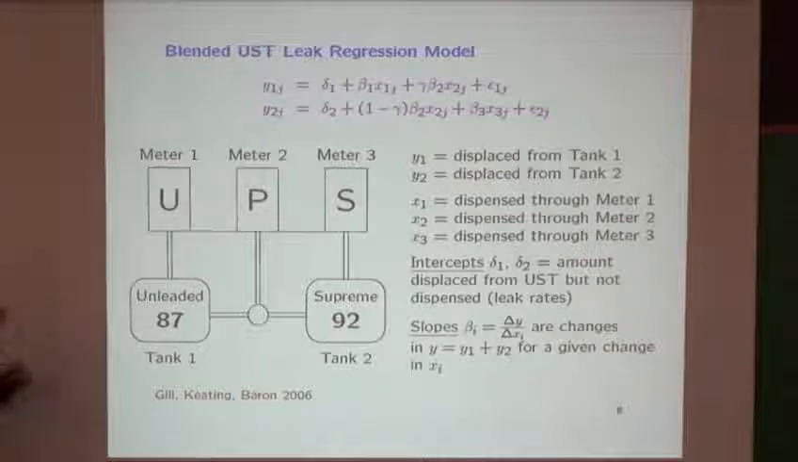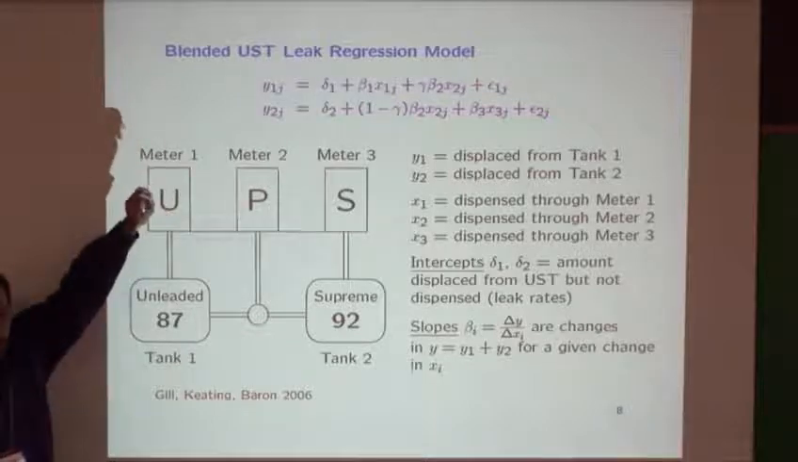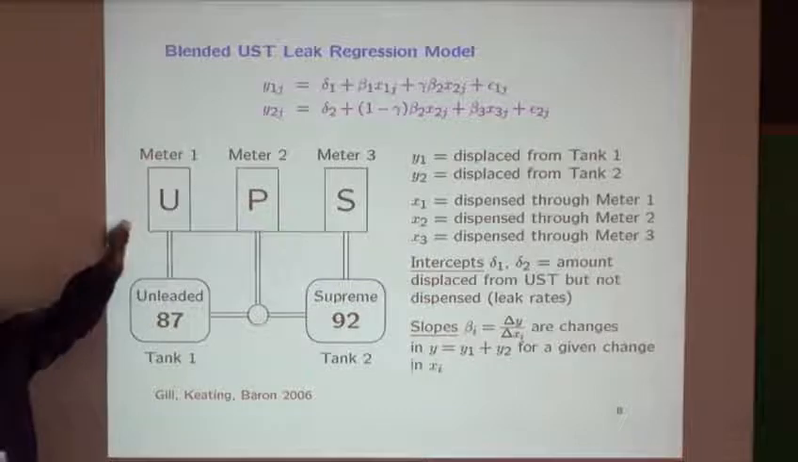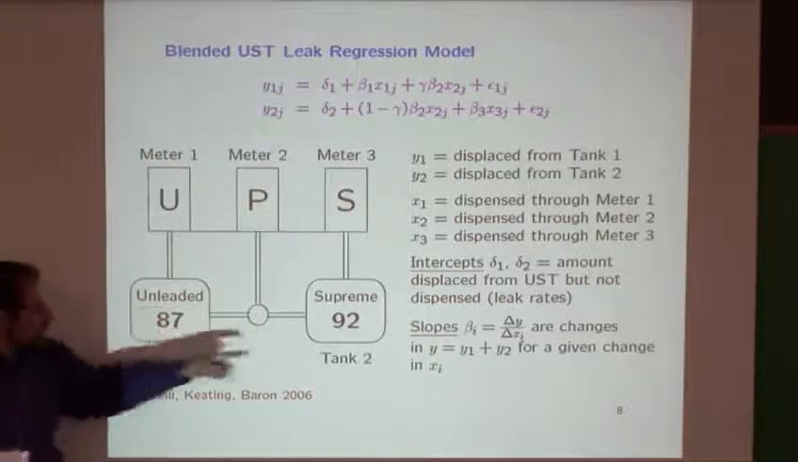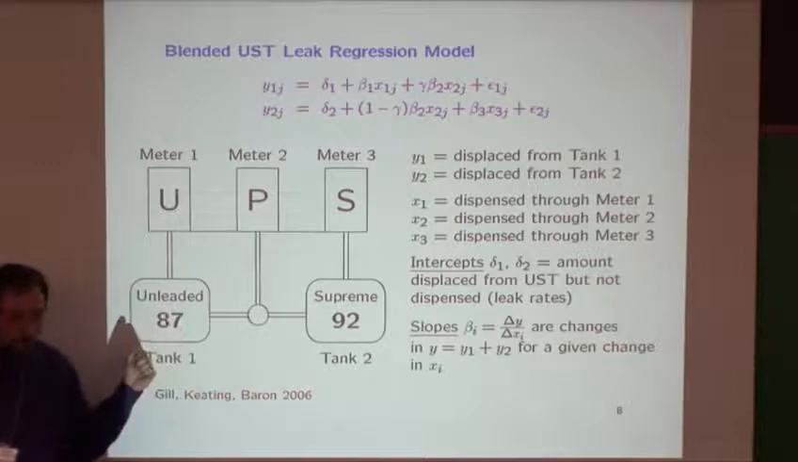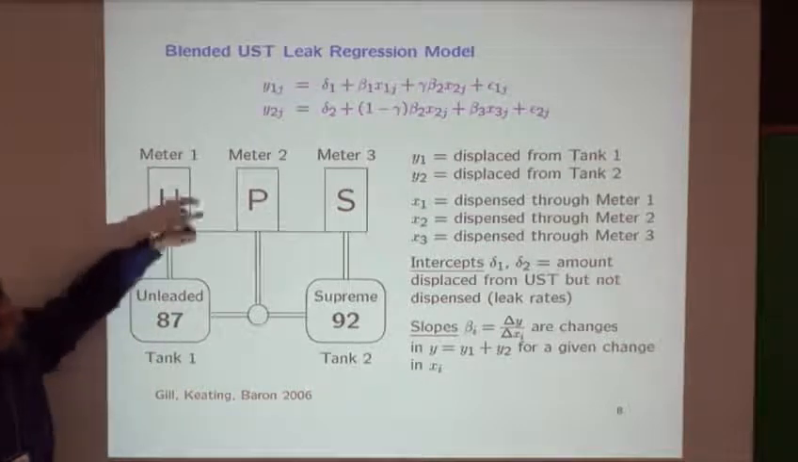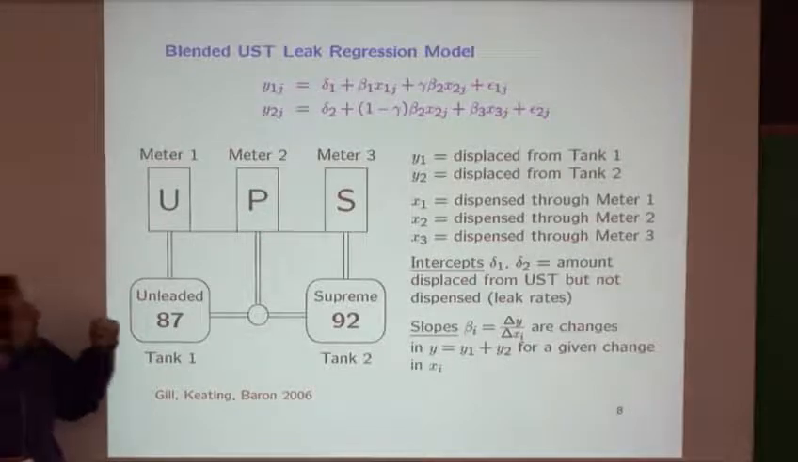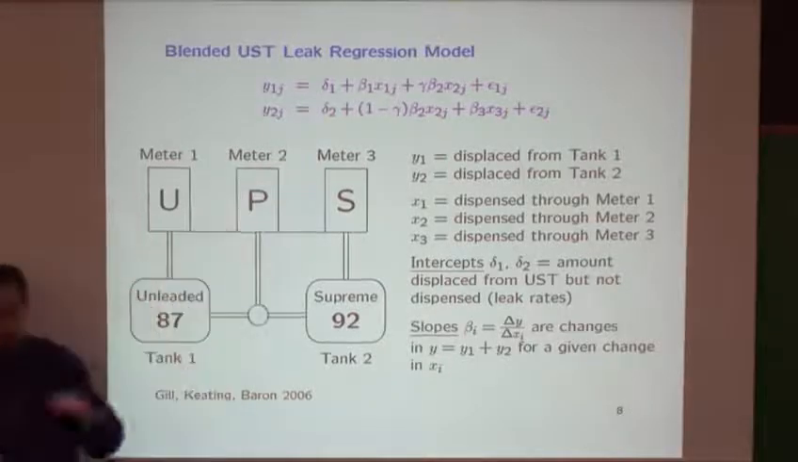And regarding these underground storage tanks, this all amounts to solving a certain change detection problem in regression. Here, the response variable y is the amount of gas displaced from each underground tank, and x is the amount you pumped from the hose. The intercept represents the leak.